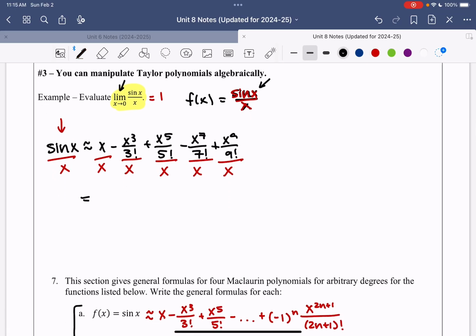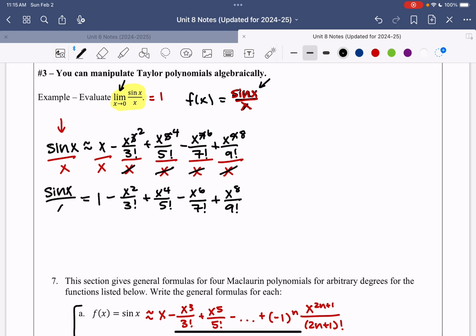Okay, so that means that x over x is going to be 1. Okay, let's see what happens here. So I have x cubed over 3 factorial divided by x. Well, I know that that's just going to reduce down one of my x's, right? One of my x's is going to divide out. So I'm left with an x squared over 3 factorial. Here, I'm going to have an x to the 4th over 5 factorial. I'll have x to the 6th over 7 factorial. And for our last term, I will have a positive x to the 8th over 9 factorial. Okay, so that's what we have for sine x over x.